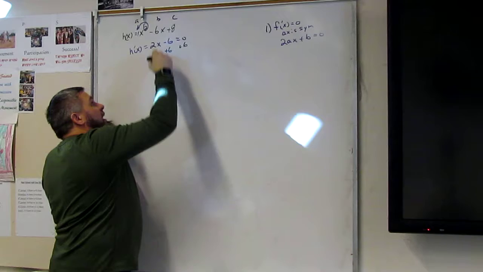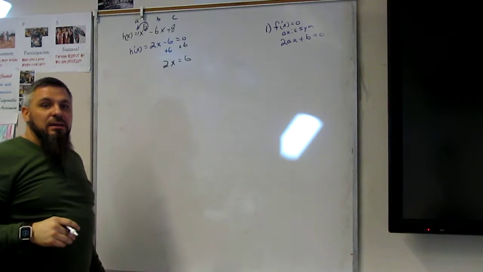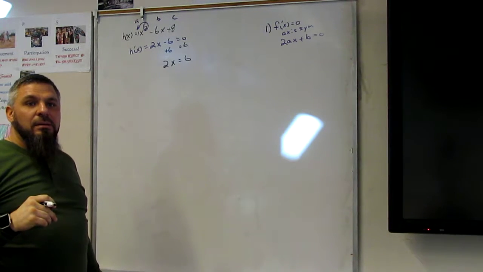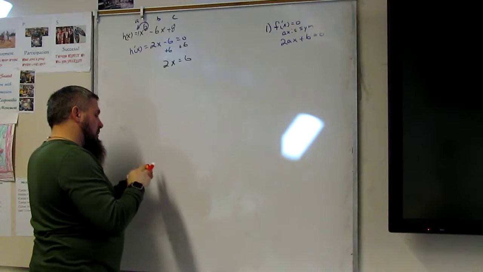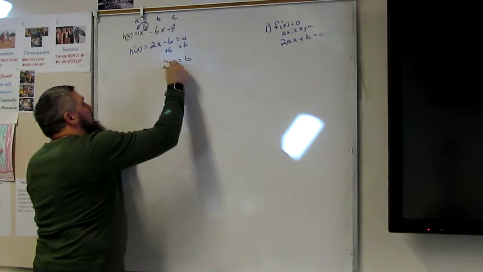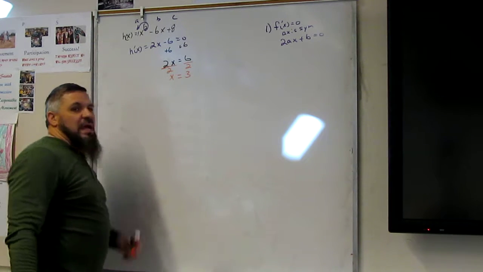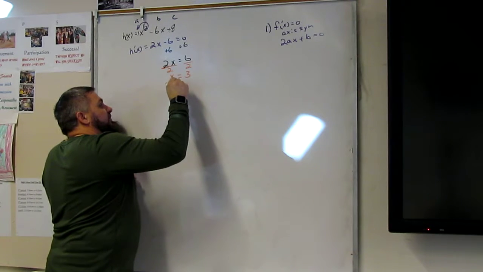Right? Okay, so now I got 2x equals 6. Then what? Divided by 2. Yep. So x equals 3. And that's the axis of symmetry.